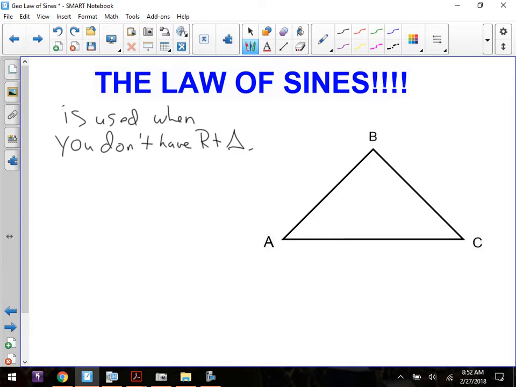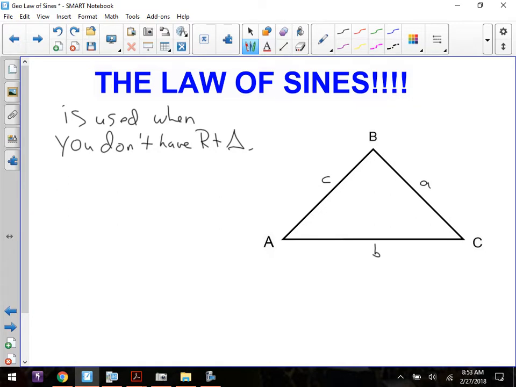Remember, angles always have capital letters, which means that the sides opposite them are going to have what? They will have lowercase letters. Sides opposite angles have the small letters. What we say then is opposite angle A would be little a. Opposite angle B is little b. Opposite angle C is little c.